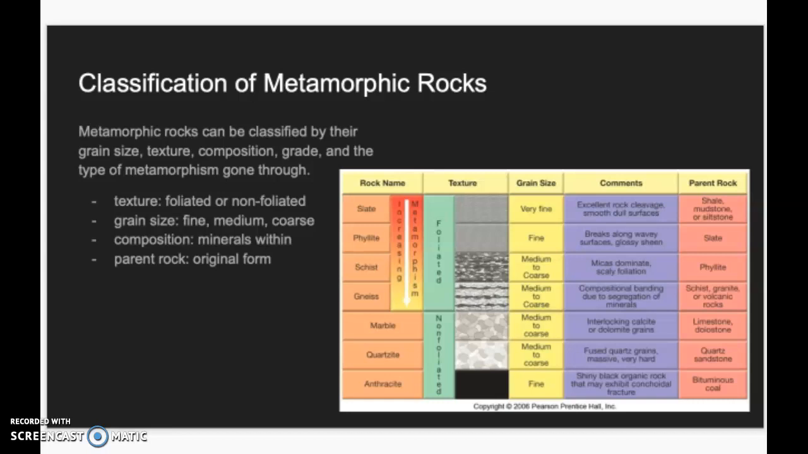To classify metamorphic rocks, we can look at their grain size, texture, composition, grade, and the type of metamorphism gone through. Texture includes foliated or non-foliated. Grain size is fine, medium, or coarse. Composition includes the minerals within the rock, and the parent rock is the original form before the metamorphic change.